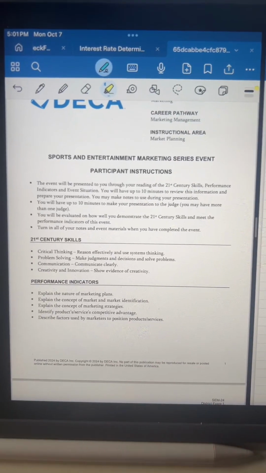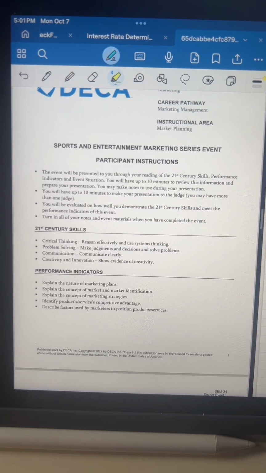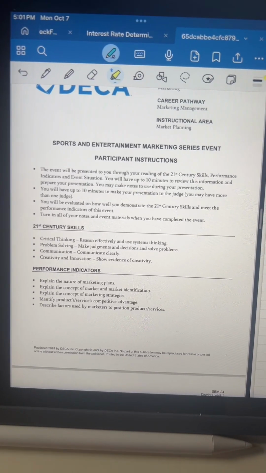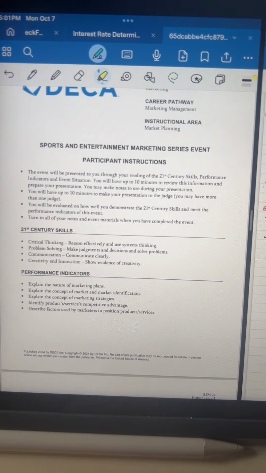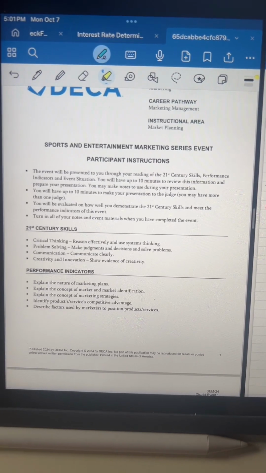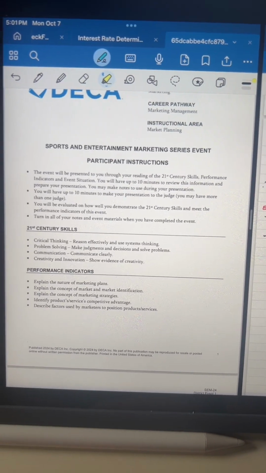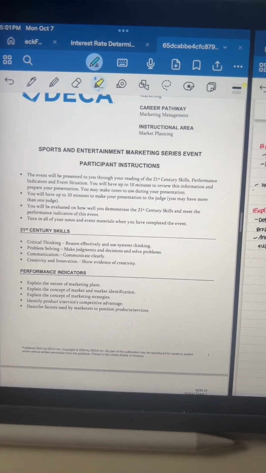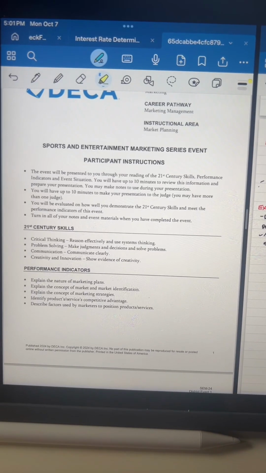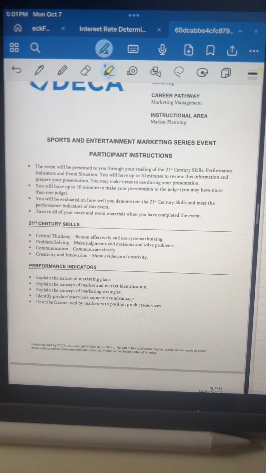Okay, so I pulled up a role play for us to go through together. A role play is basically just a business situation where you have to come up with a plan or solution and present that to a judge in a limited amount of time. So for a solo event, you get 10 minutes to read and prepare and another 10 minutes to propose your solution in front of a judge.